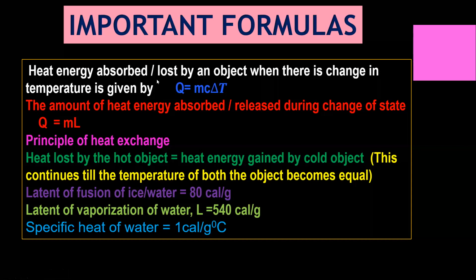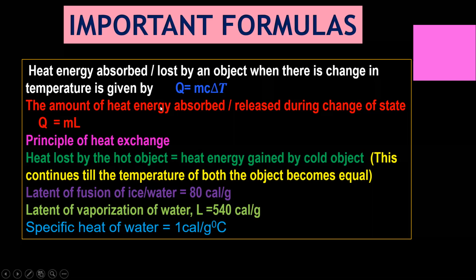Heat energy absorbed or lost by an object when there is change in temperature is given by Q is equal to mc delta T. That means whenever an object absorbs or releases heat, and if there is a change in temperature, then we have to use the formula Q is equal to mc delta T, where m is the mass, C is the specific heat, and delta T is the change in temperature. Delta T, how can we calculate? Delta T means higher temperature minus lower temperature.